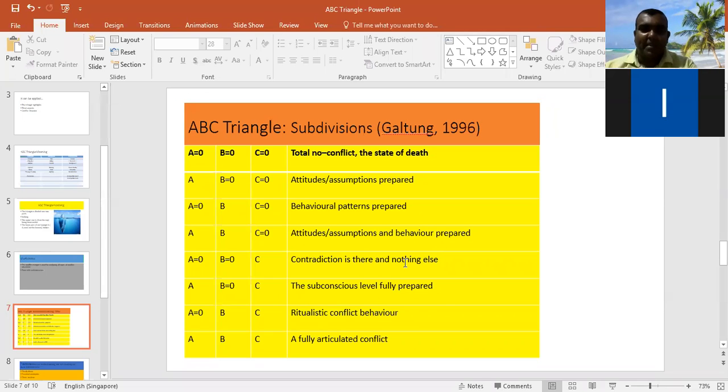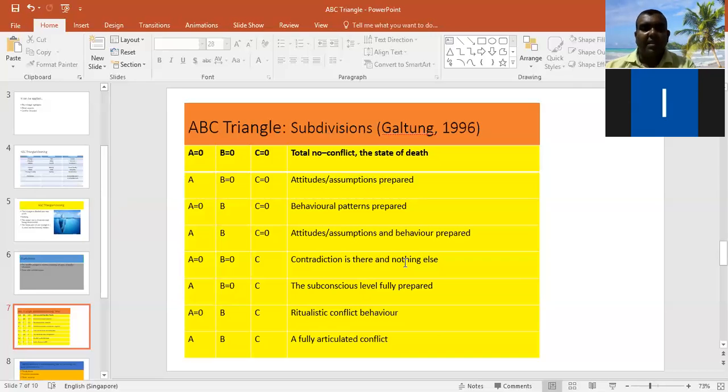Attitudes are there. Then A0, B is there, C0: behavioral patterns prepared, according to Galtung. Then A, B are there, C0: attitudes, assumptions, and behavior prepared, but it is very difficult to find contradiction. Then A0, B0, C is there: contradiction is there and nothing else. Then A is there, B is 0, C is there: the subconscious level is fully prepared.